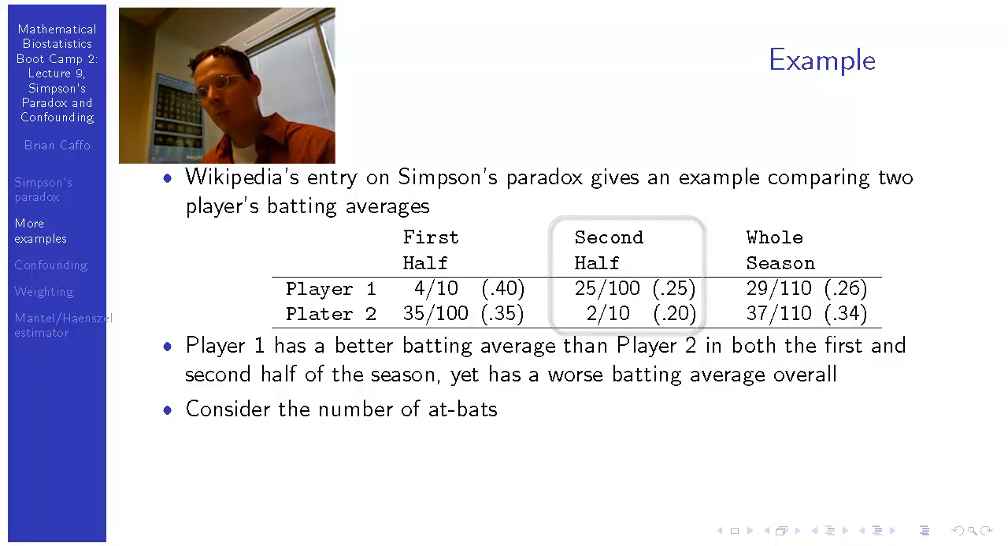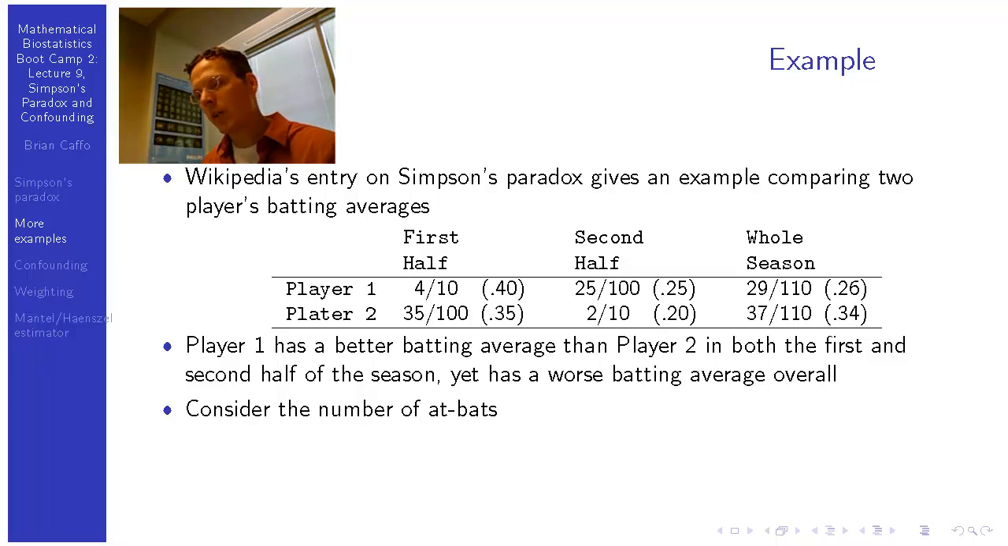So in both the first half and the second half of the season, player 1 had a better batting average than player 2. Right? However, if you just add up these numbers, 29 hits out of 110 at-bats for the whole season for player 1 and 37 hits out of 110 for the whole season for player 2, you get 26% for player 1 and 34% for player 2. So player 2 has a better batting average. So it seems paradoxical that a person can have a better batting average for both the first half and the second half of the season, but have a worse batting average overall. But of course, the numbers work out, right? You see it. The numbers actually work out.